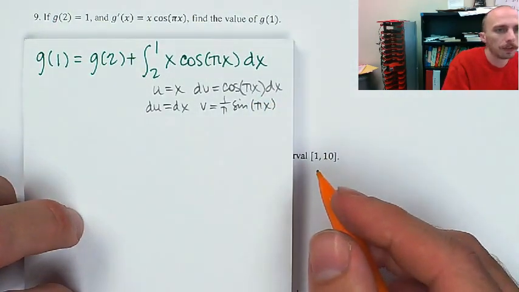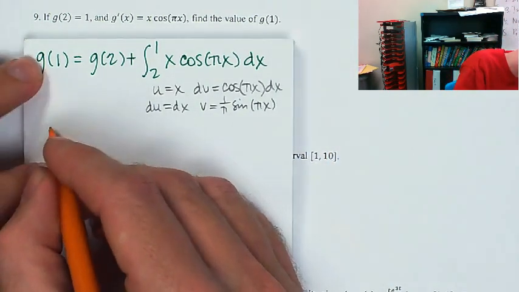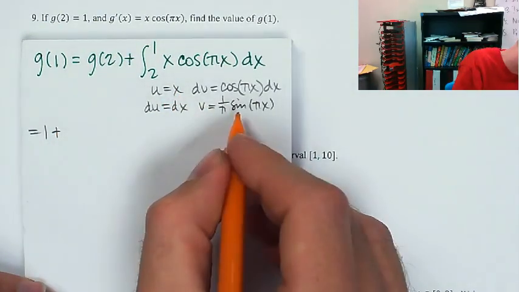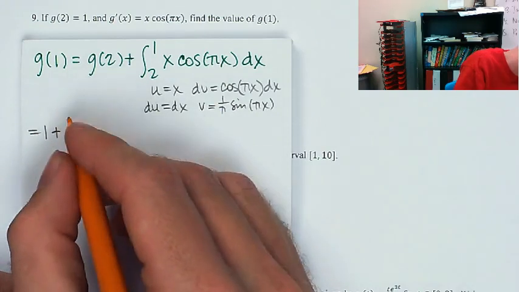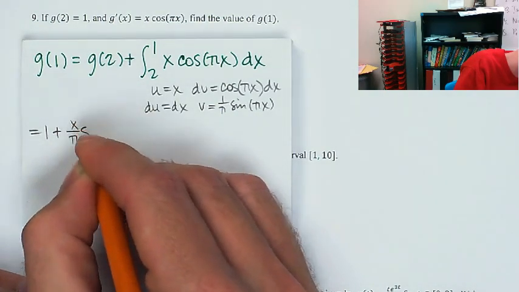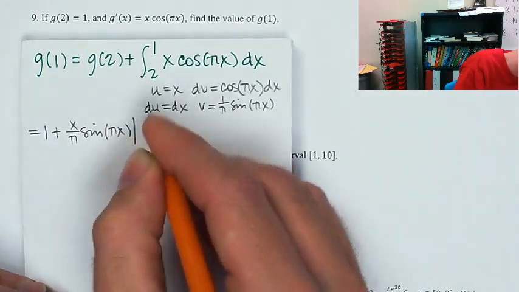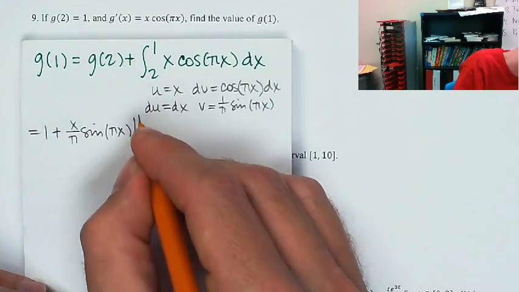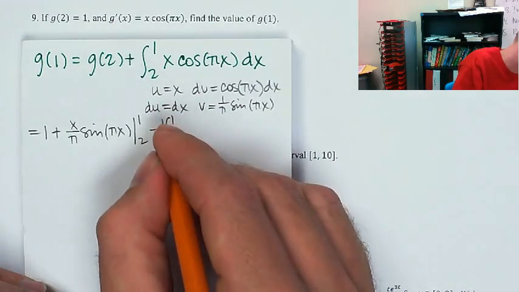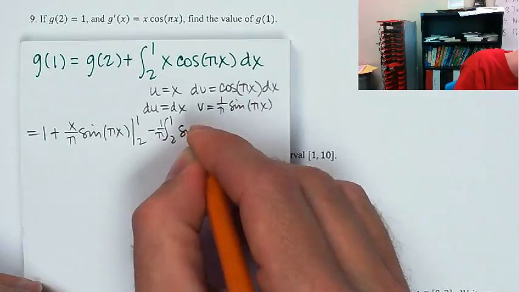okay. And so g of 2 is equal to 1. So this is equaling 1 plus uv as x runs from 2 back to 1, minus the integral from 2 to 1 of v du. So I'm going to pull out the 1 over pi sine of pi x dx.